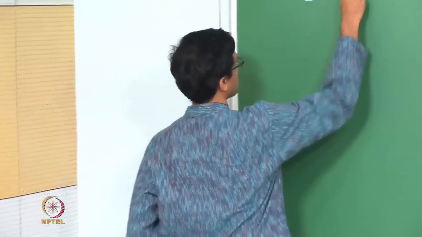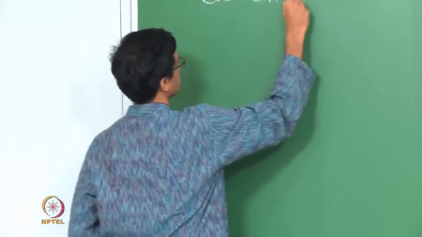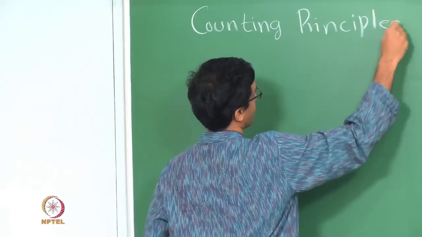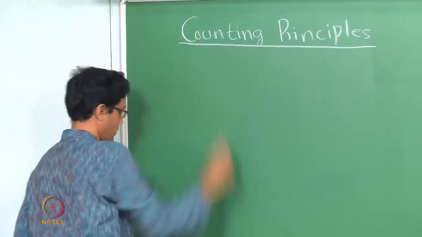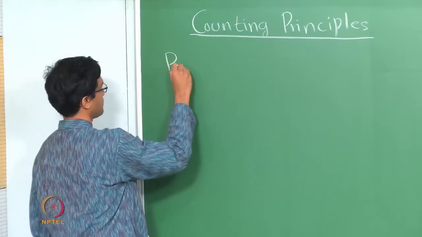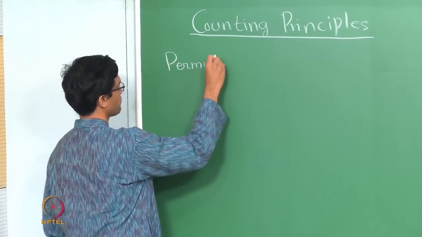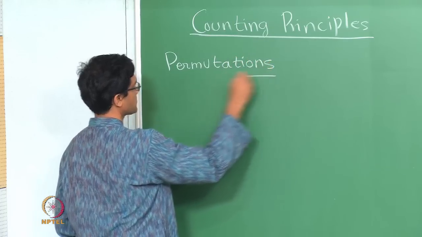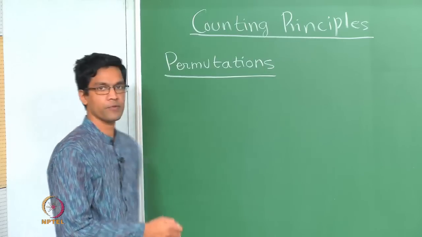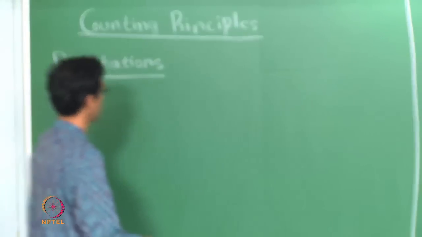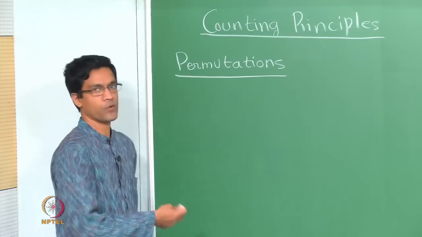Today we'll talk about some basic counting principles. And so the most important two notions here are those of permutations and combinations. So let's start with permutations. So what is a permutation? It's a way of arranging n given objects in all possible ways.